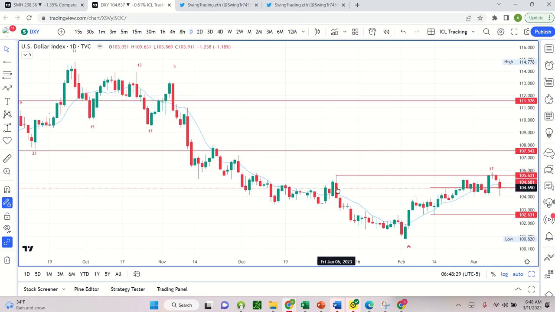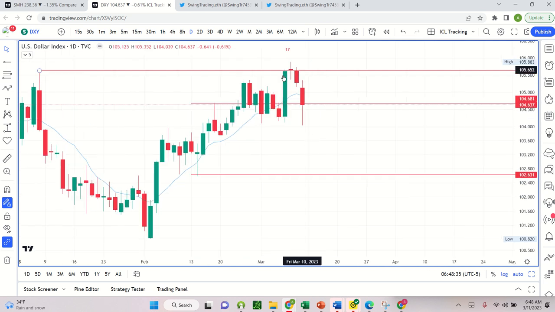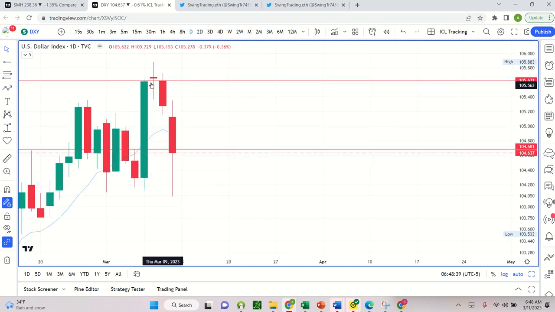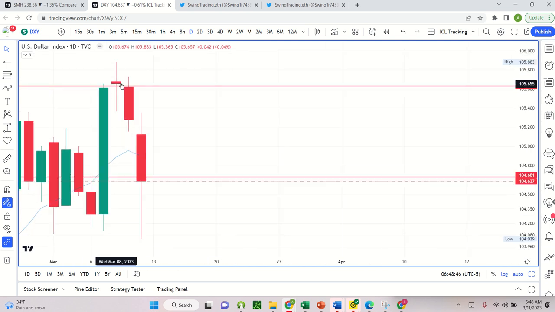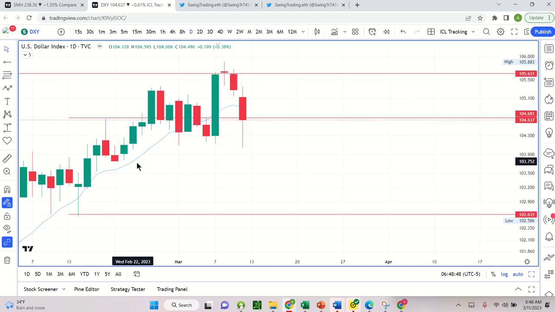Getting back above this is going to be really crucial, and that is above 105.631. Notice what price did when it got to there. It poked its head above. We actually closed above that price. You can see that's the body of the candle from Wednesday. But then the next day, it just puked below it.